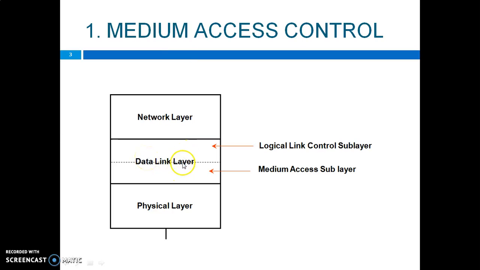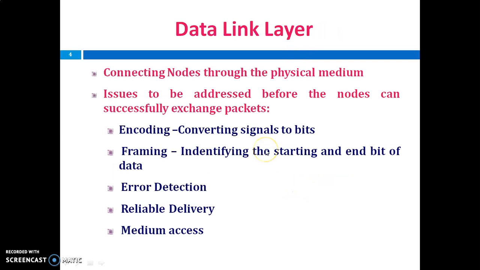The data link layer can be divided into two sublayers. The higher sublayer is the logical link control, and the bottom sublayer we call the medium access layer. I'm just repeating: the data link layer is divided into two sublayers, the top one called logical link control and the bottom one called media access control. This is a recap from Unit 1, and now we can move on to the exact media access control.